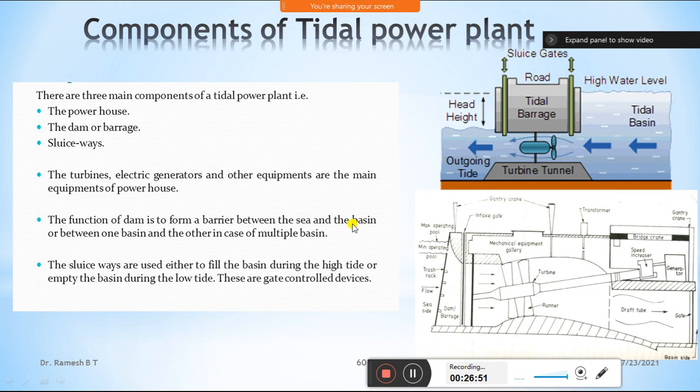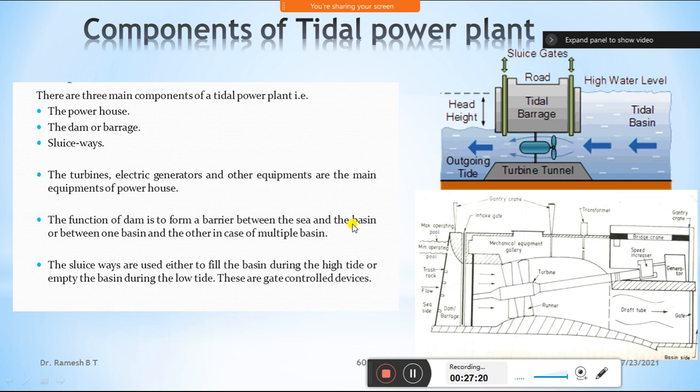Yes, next important thing is components of the tidal power plant. The tidal power plant has so many components, like windmill, like solar. Solar has panels, solar cells, a glass tube cover, collectors, N type, P type. Like that, the tidal power plant also has some components. Without these mechanical components, we cannot convert tidal energy into mechanical or electrical energy.